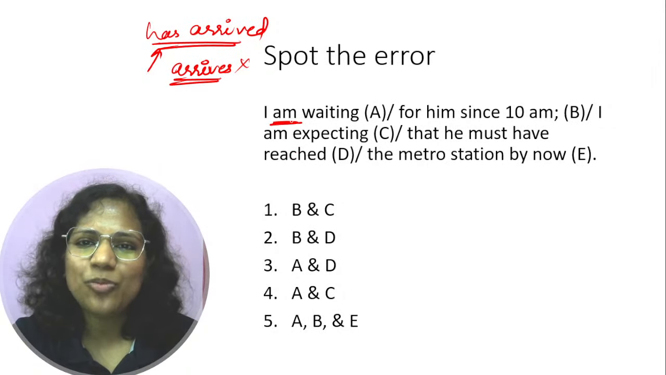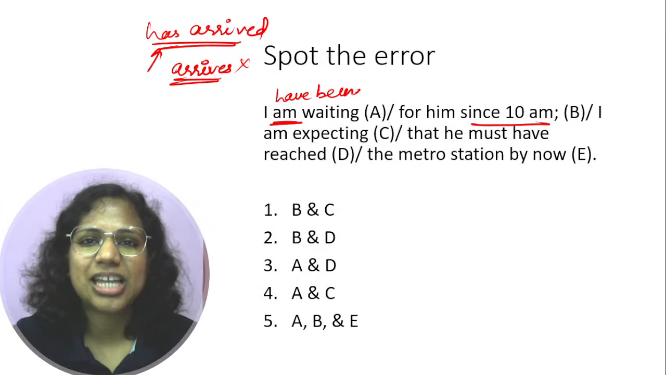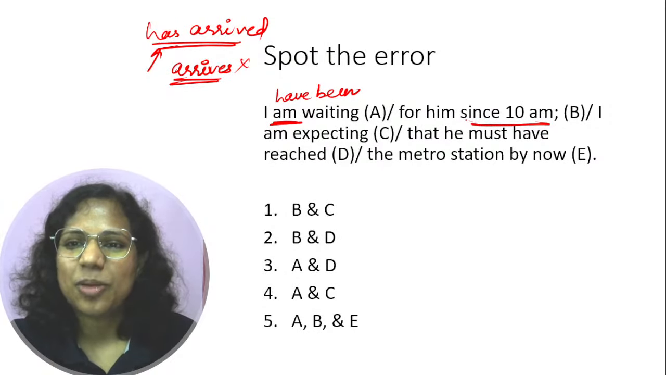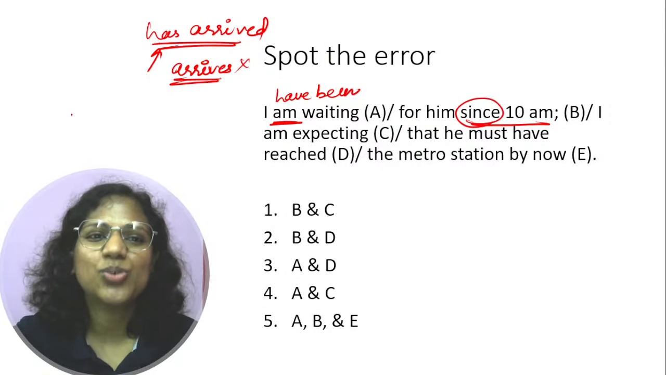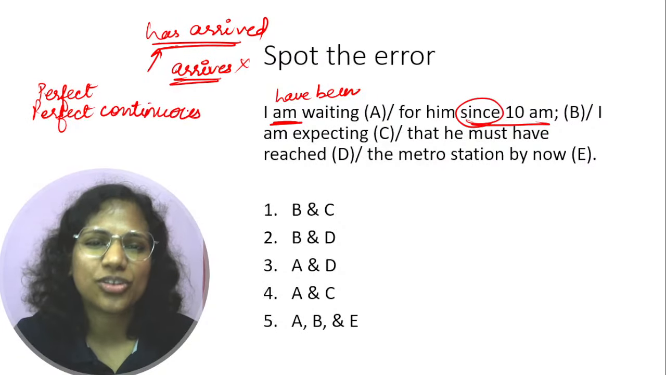I am waiting since 10 a.m. or I have been waiting since 10 a.m. Remember, since and for, they are used when I talk about either the perfect tense or the perfect continuous tense. That is when you use these prepositions since and for. See this?